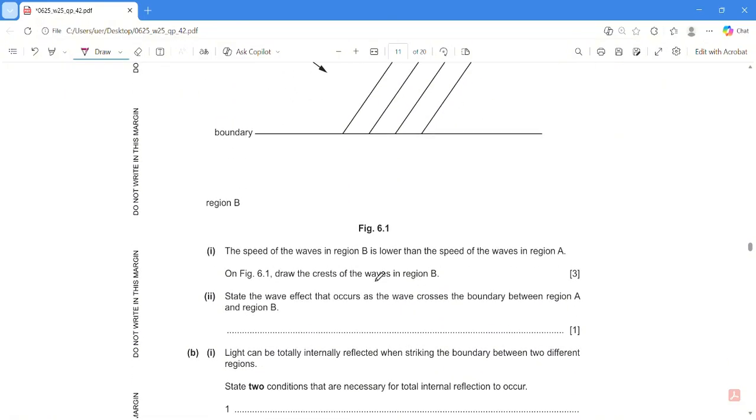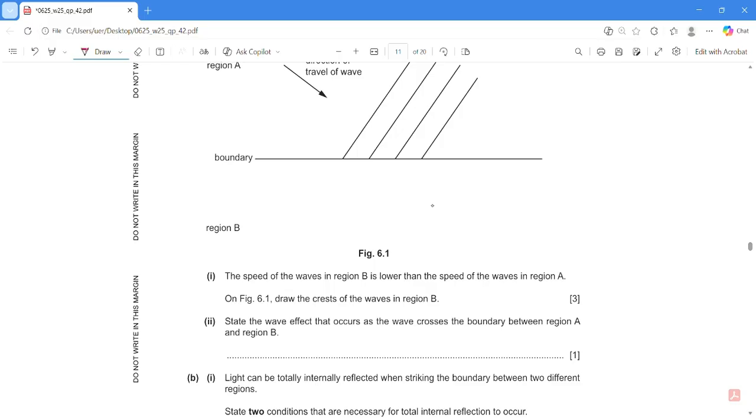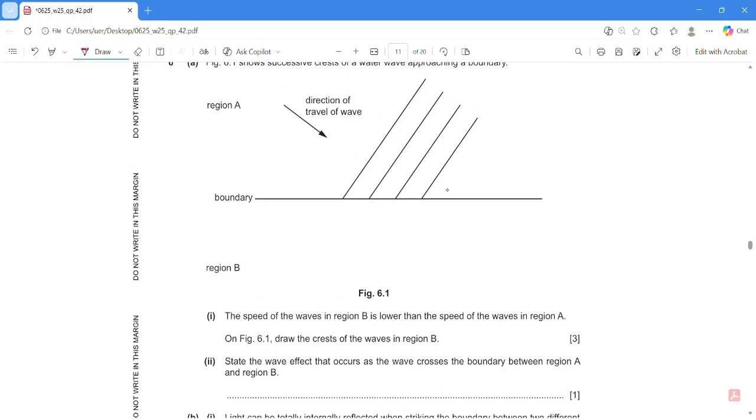Question 6. The speed of the wave is lower in B than in A. Draw the wave. This drawing of the light wave is simple. First step, extend this arrow until it touches the boundary. On the boundary, draw the normal line. Now I know B is lower speed, so your arrow will bend towards the normal. If faster, you bend away from the normal. In this question it's slower, so towards the normal.